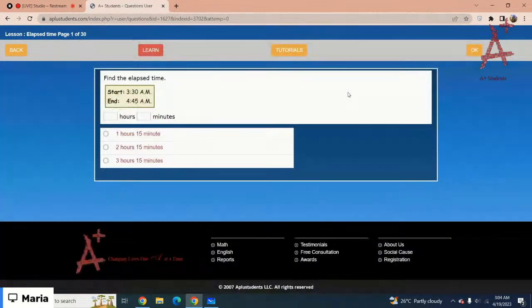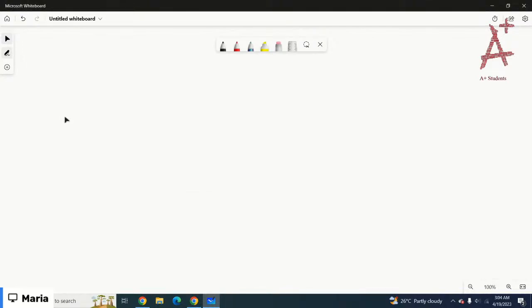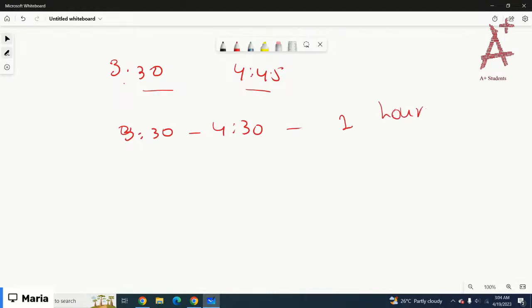Okay, find the elapsed time from 3:30 to 4:45. Let me just write it down. From 3:30 to 4:30 it will be 1 hour. And from 4:30 to 4:45 it is 15 minutes. So that means the total elapsed time is 1 hour and 15 minutes. Got it?